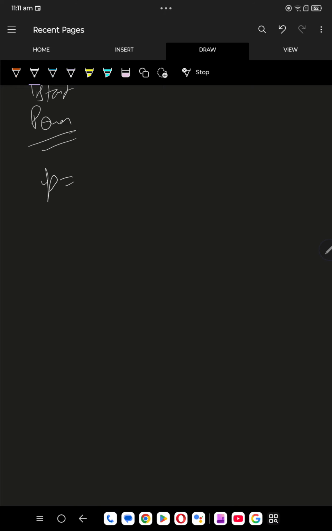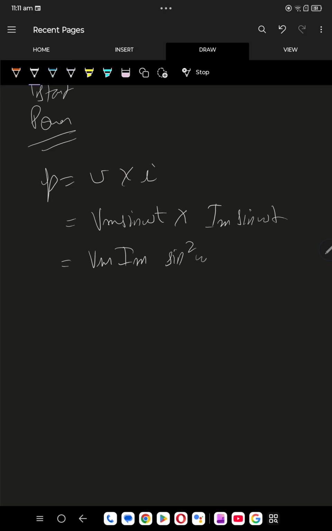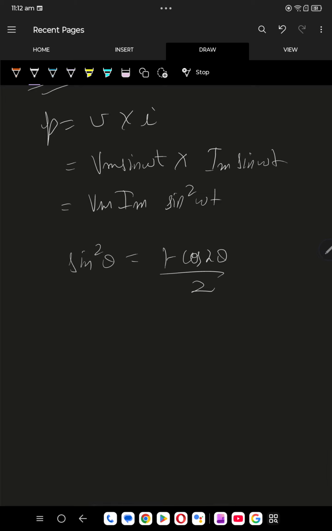We know that power equals V into I. So that is equal to Vm sin omega t into Im sin omega t. That is equal to Vm Im sin square omega t. The sin square theta formula is what? 1 minus cos 2 theta by 2. Maybe just now we did, that's why I remember. Maybe after 5 more days I might not remember. So what should we do? Just revise. That is equal to Vm Im (1 minus cos 2 omega t) by 2.